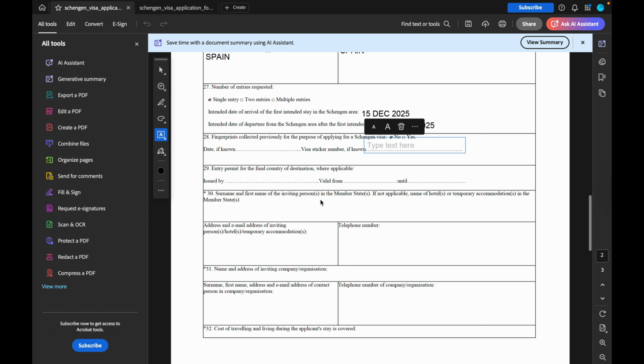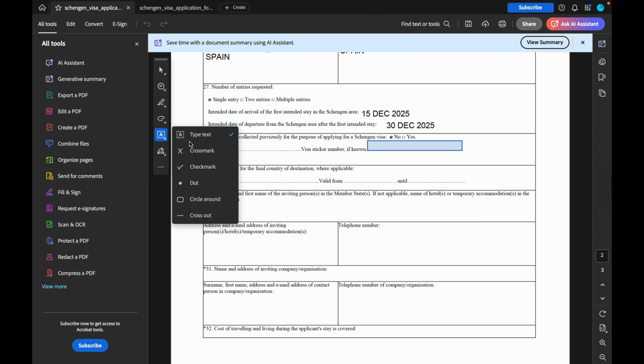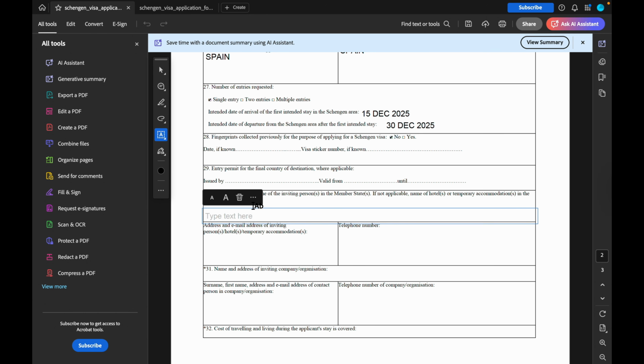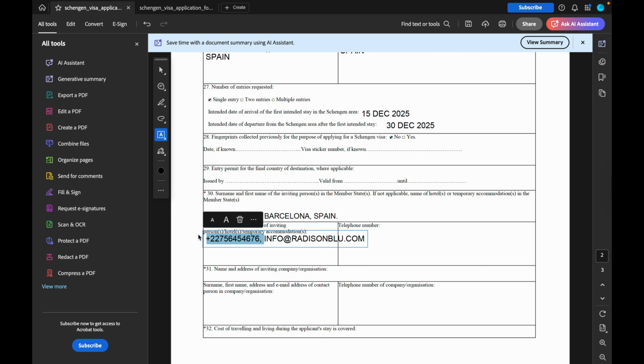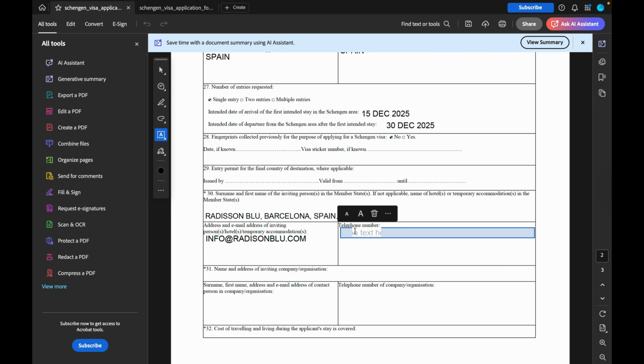Surname and first name of inviting persons. If not applicable, you put your hotel. So in this case, let's assume we have already booked our hotel, so we just choose maybe Radisson Blue Barcelona, and then the address is Barcelona, Spain. This is supposed to have the entire address here. So first of all, I'm going to put the email address here, then put the phone number here for the hotel. So you see that.